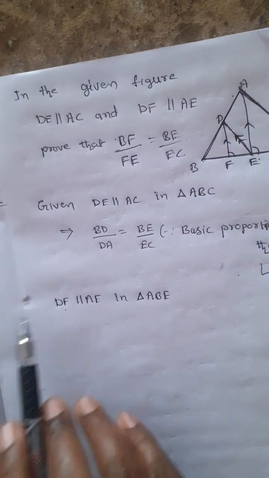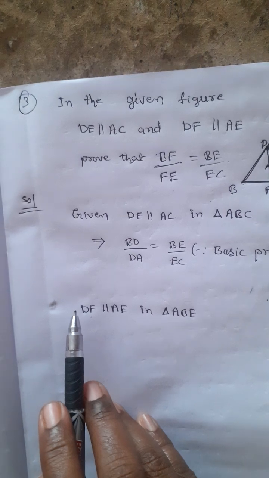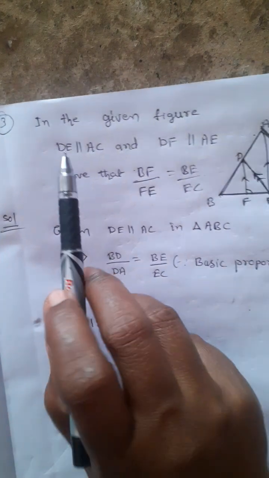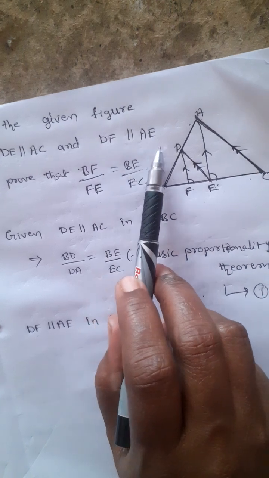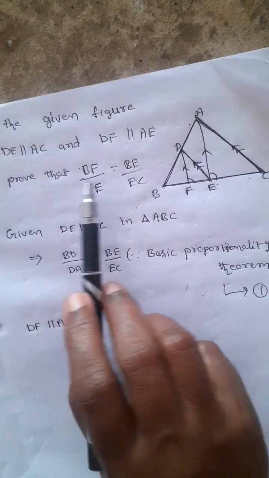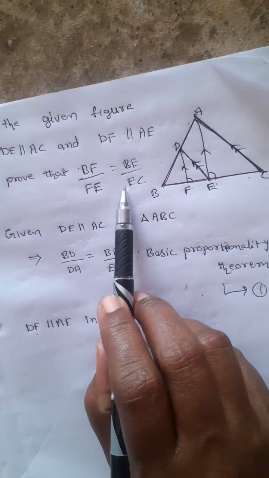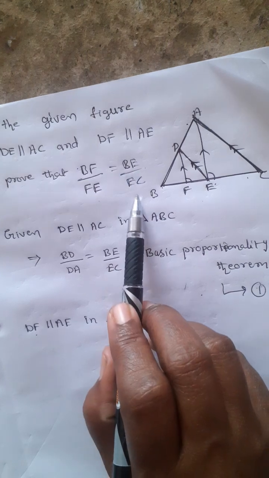Hi students, from similar triangles 8.1, third problem. In the given figure, DE is parallel to AC, DF is parallel to AE. Prove that BF by FE is equal to BE by AC.